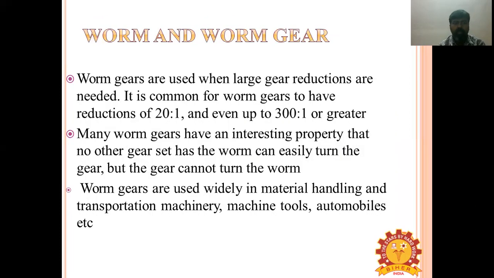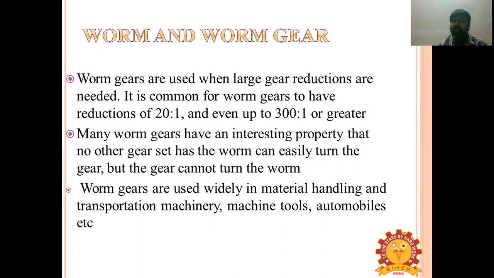Now the worm and worm gears. What are worm gears? This type of gearing is generally used to transmit power at high velocity ratios in one stage between two non-intersecting shafts. The angle between the non-intersecting shafts is usually, but not necessarily, a right angle. The gears have surface contact, and thus they are able to transmit more power. The sliding velocity of the worm gears is higher as compared to the other types of gears.